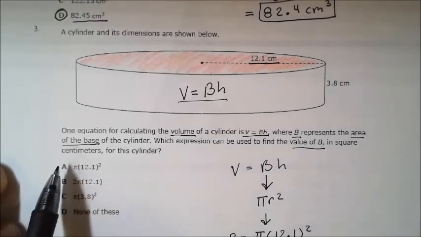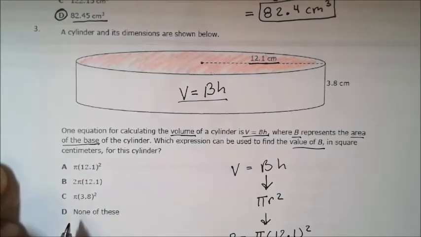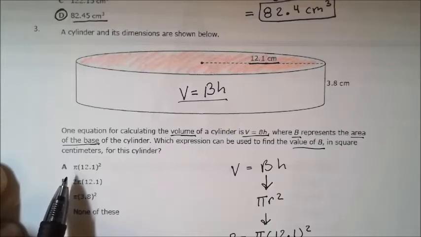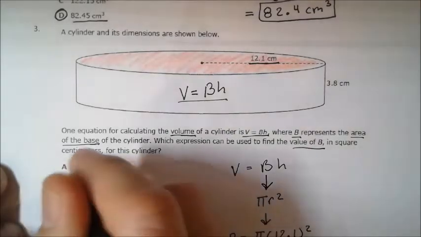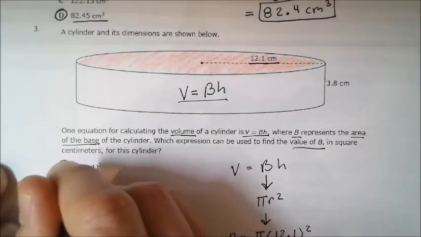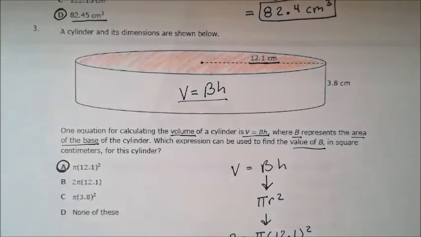Then you just need to come over, look at your answer choices, and see which one matches up. And if you look, we can see it right here at A. It says pi times 12.1 squared. That is the correct answer. Let's go ahead and move on to number 4.